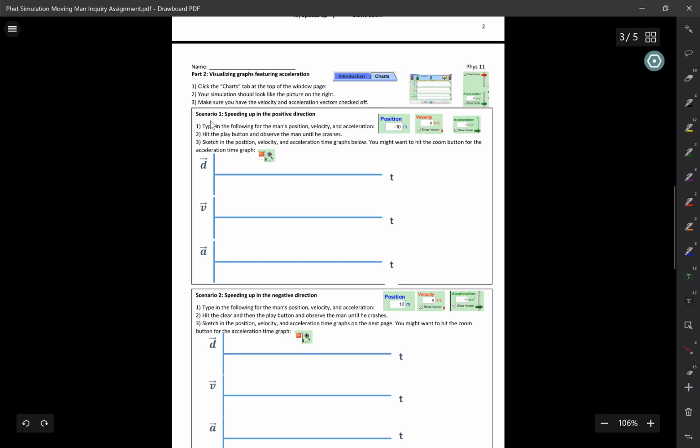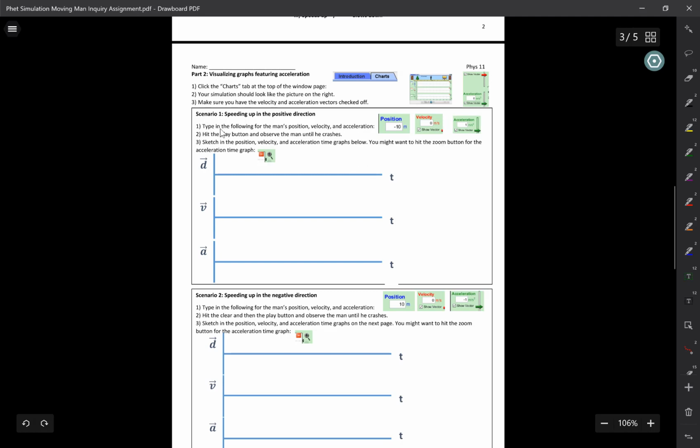Done. Scenario 1. So we're going to be speeding up in the positive direction. And the reason why I set these numbers is so that you don't get any crazy looking motion where you won't be able to observe the full graph that I want you to be able to see. And of course, you can play around with it and see what happens when you do change position, velocity, and acceleration from the values I've given you, just to give you a sense of how it affects your graphs. But this is the base.